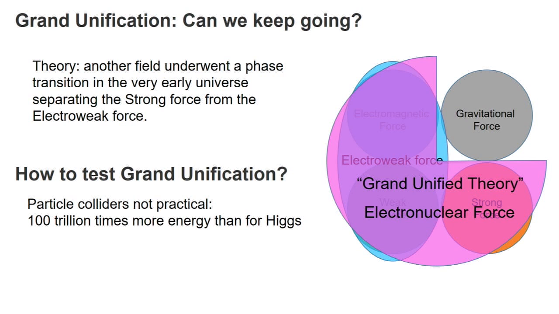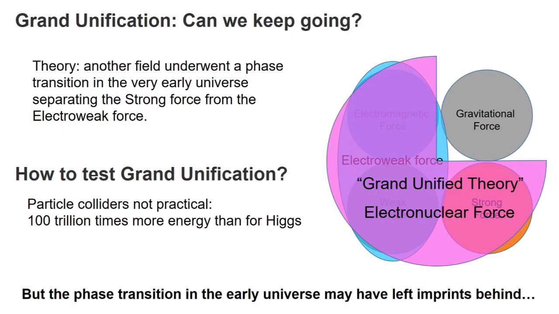So it's not going to work to do the same thing we did with the Higgs, to build a big particle collider, because the energies required are about 100 trillion times more than for the Higgs. It's already a pretty large machine, so in the near future, that's unlikely to happen. But there is hope to test this theory, because this phase transition that happened right at the beginning of the universe may have left imprints behind that we can still see today.